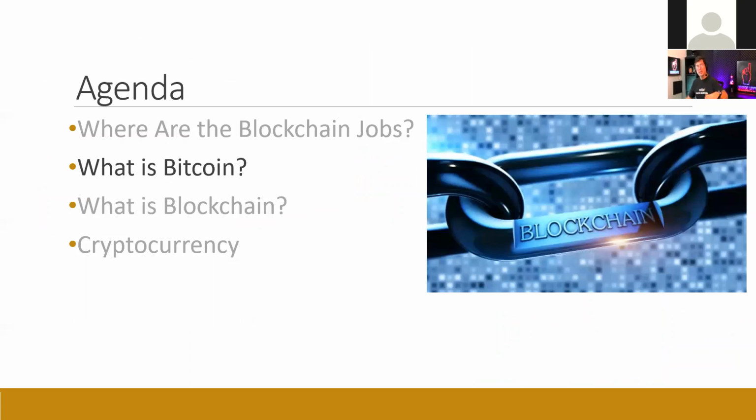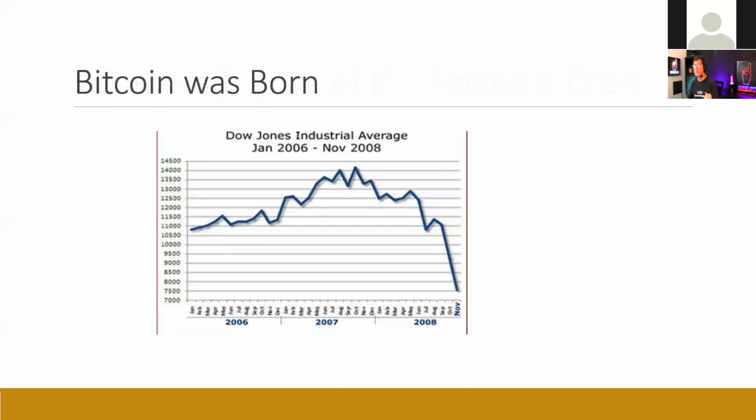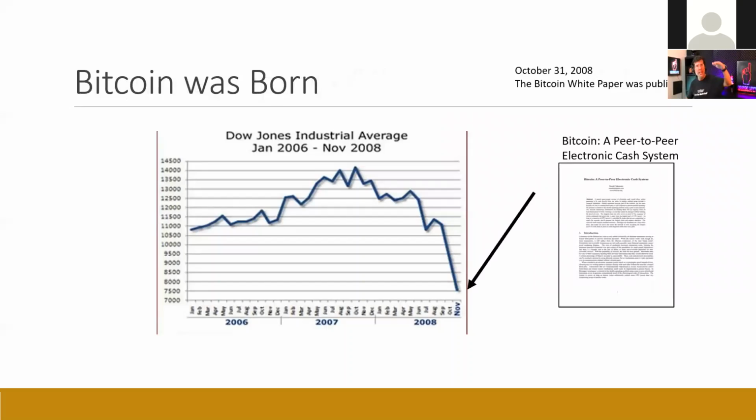So let me tell you now, let's start going into the real meat and potatoes of this presentation. What is Bitcoin? Just to give you a little bit of historical background on why Bitcoin exists. Bitcoin was actually born from the depths of the financial crisis in 2008, when the entire global financial markets crashed. The whole world was experiencing a huge economic downturn. From the bottom of that, on October 31st, 2008, a white paper was published. That white paper was called "Bitcoin: A Peer-to-Peer Electronic Cash System." That white paper presented the vision of what now is Bitcoin.